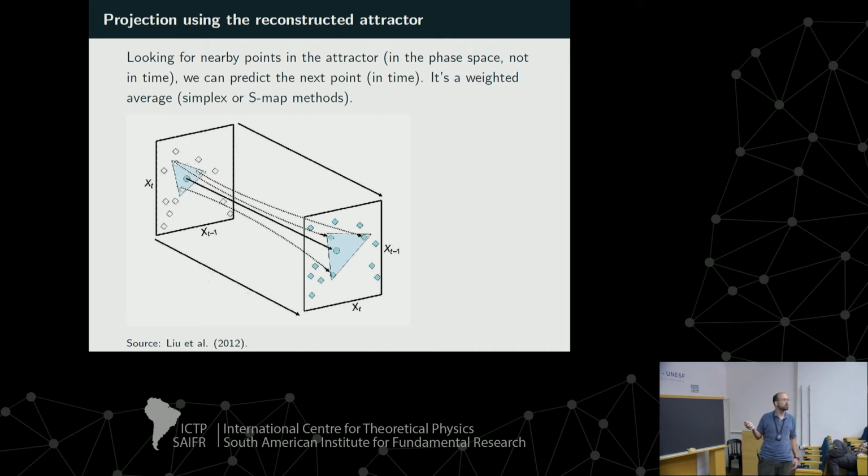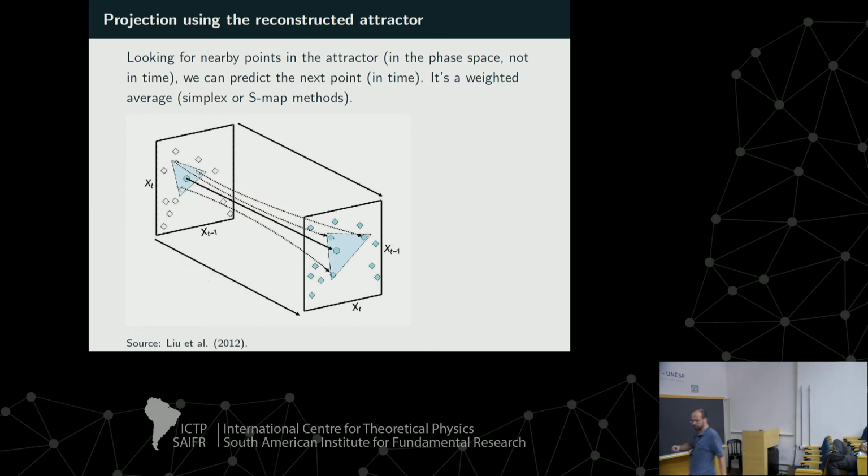So how do you do prediction? You look at the closest points in the attractor, so I take these three here. Since these three points are in the past, you know what happened to them. Then you project these three points into the future, and take an average of these three points to predict what happens in the next time step. Is that clear?